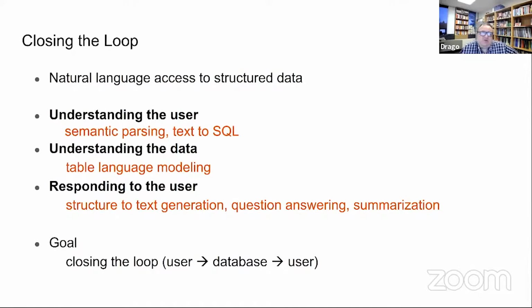So this is the main point of today's talk. So I'm going to discuss how we understand the user. That includes things like semantic parsing and text to SQL processing. In particular, I'm going to focus on our paper from 2018 on the Spider dataset. Then we're going to talk about understanding the data. So we have done some interesting work on language modeling for tables, so specifically training on tables and the text surrounding them. And then finally, in order to close the loop, we're going to talk a little bit about structure to text or data to text generation, and also question answering and summarization over tables. So all of this together allows us to have some sort of a closed loop, which can be exploited in a dialogue setting.